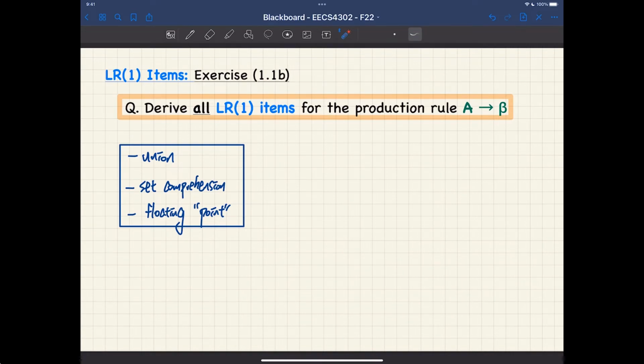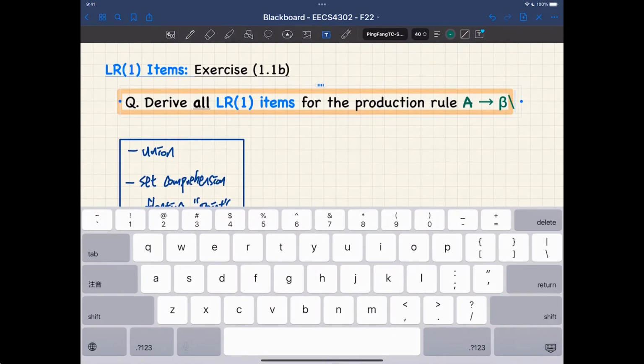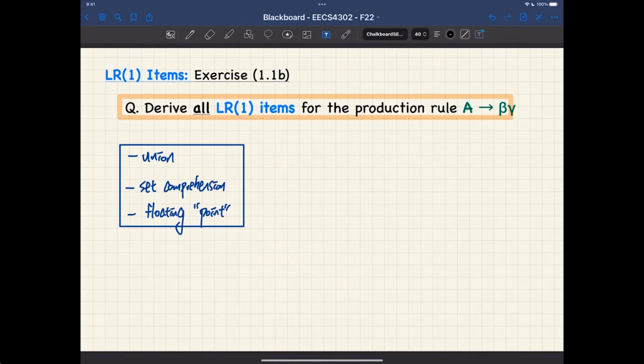I just noticed that there was a very terrible typo from my end. I really meant to put gamma as well. Sorry about that. I'll just change the question on the fly. I really meant to do that, so that will be more interesting, not just beta. Okay?